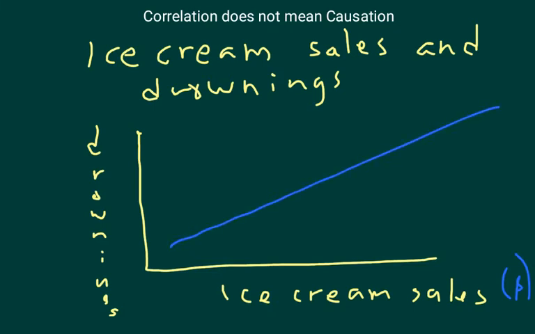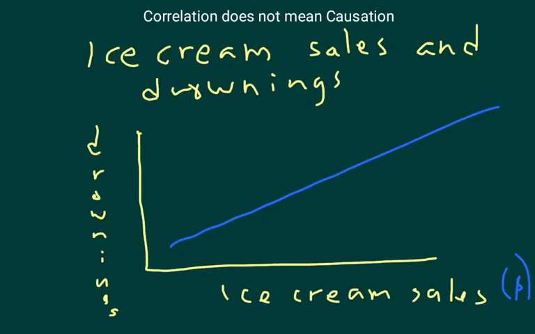Now, why would that be? Does that mean that ice cream sales cause drownings to occur? Of course not. When there are more people at the beach, there are more ice cream sales. And when there are more people at the beach, there are more people in the water. And when more people are in the water, then more people drown.